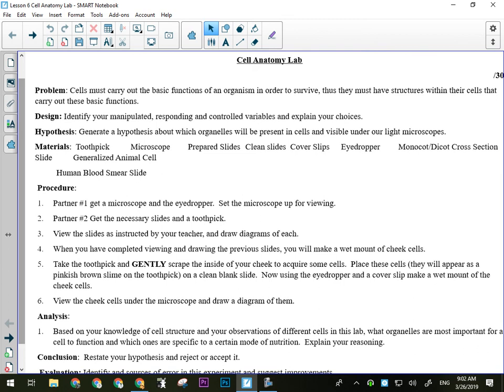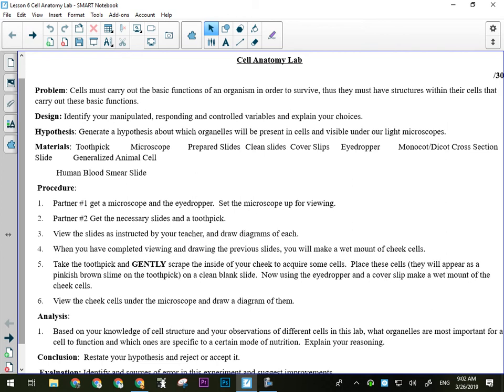Okay, so in the design here, we're looking at cells from different kinds of organisms. So we're not just looking at one type of cell, we're not just looking at one slide, we're looking at a few slides that contain cells from different types of organisms. We're going to look at a plant cell, we're going to look at an animal cell, and we're going to look at our own cells. Okay, we're going to look at all of those things today underneath the microscope.